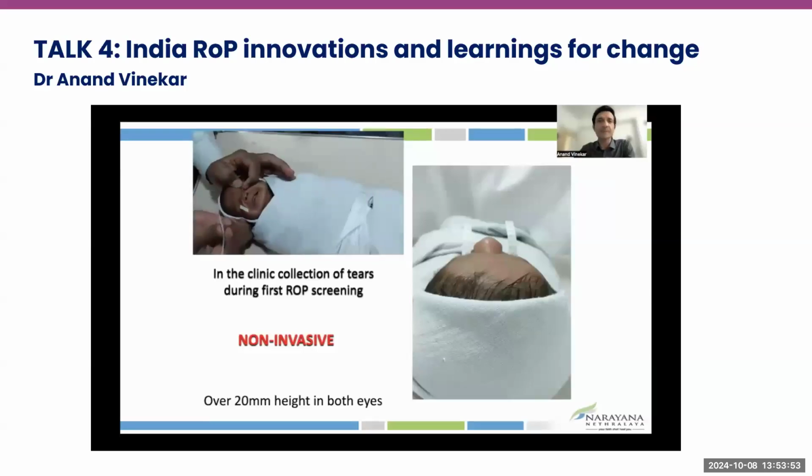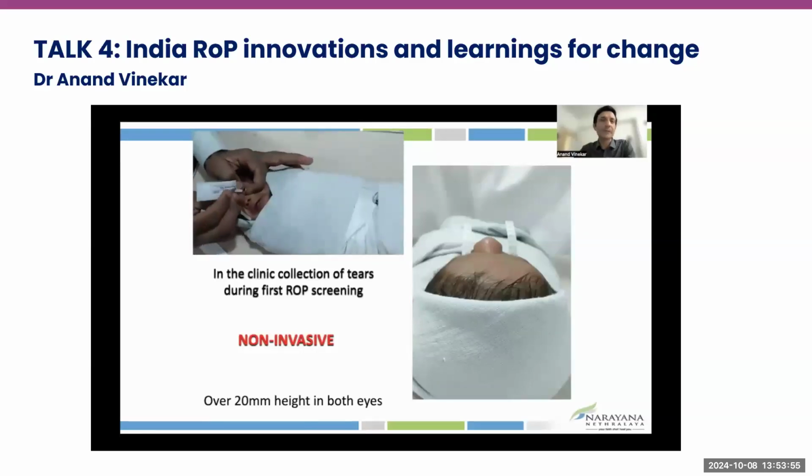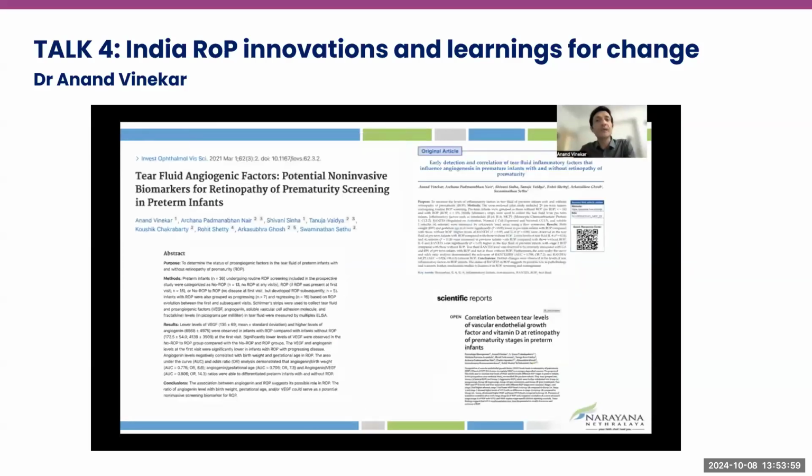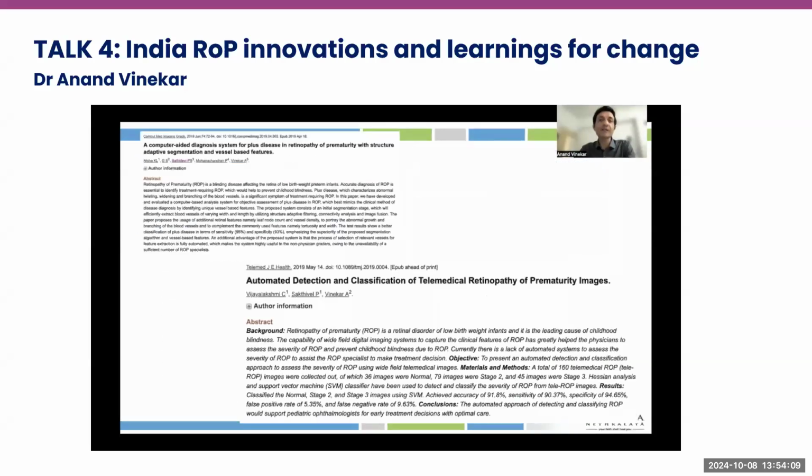I'd like to end with 2 recent advances that we are working with at KidROP. Firstly, we are now able to take the tears of these babies and, using the biomarkers we find in them, predict which of these babies will develop the disease and which might even require treatment. This is used as a prediction model. These are some of our publications that address this very challenging and exciting topic.